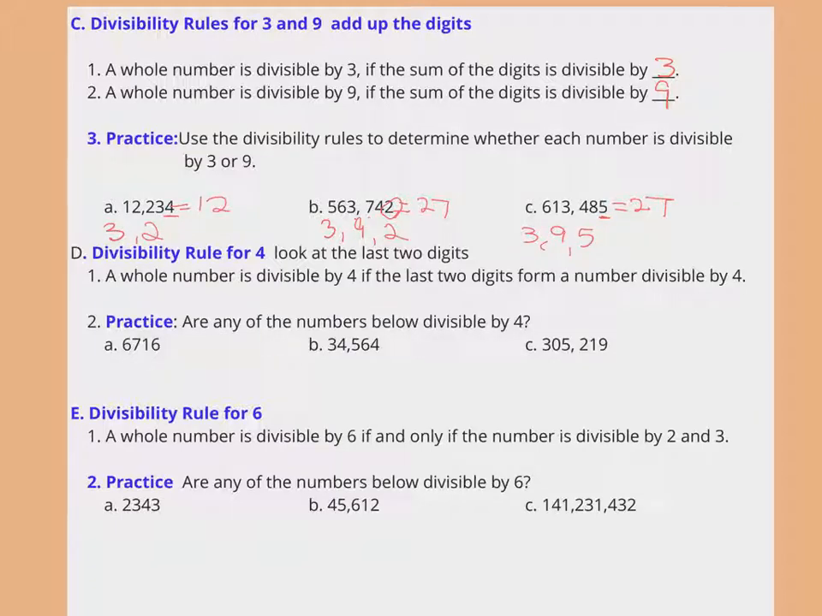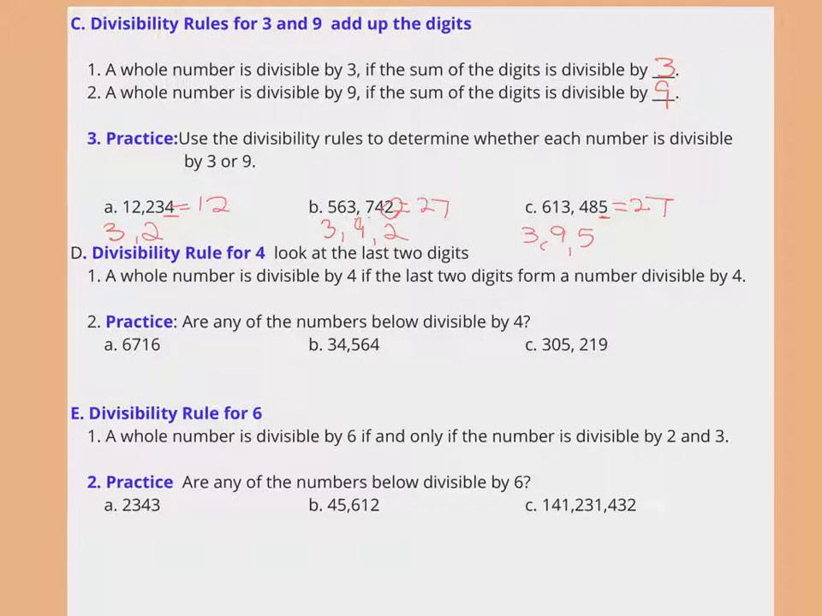All right, the rule for divisibility by 4 is we're going to look at just the last 2 digits. So the last 2 digits of a whole number, if those last 2 digits are divisible by 4, then the number is divisible by 4.